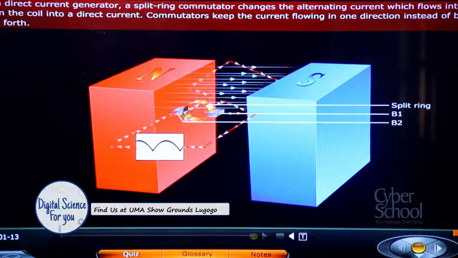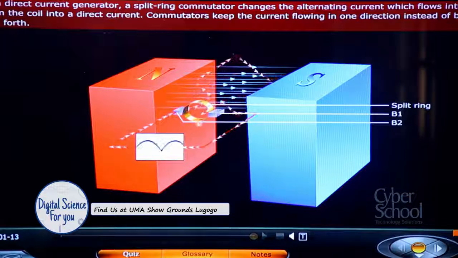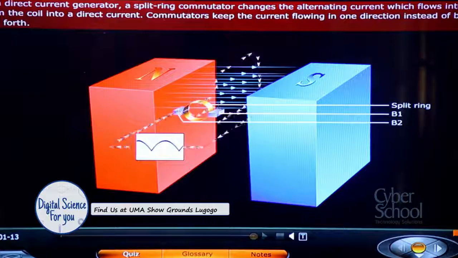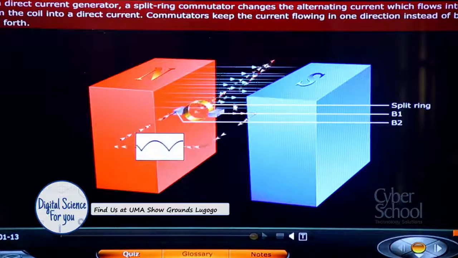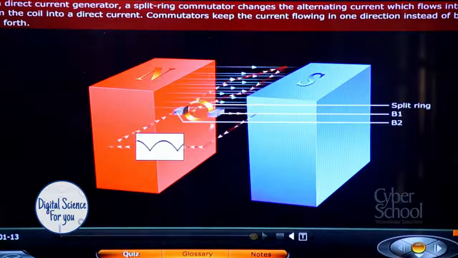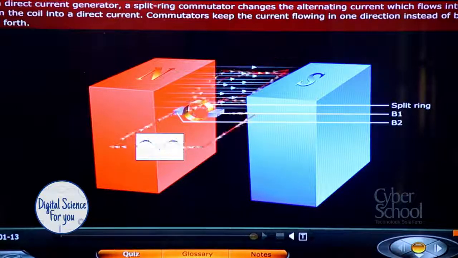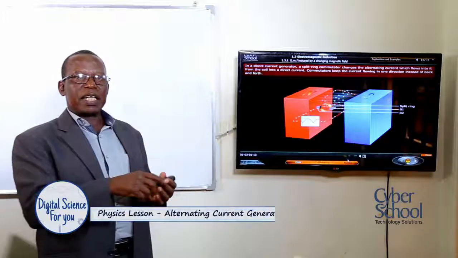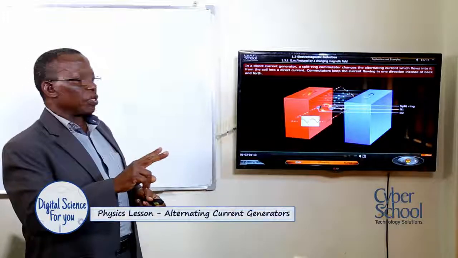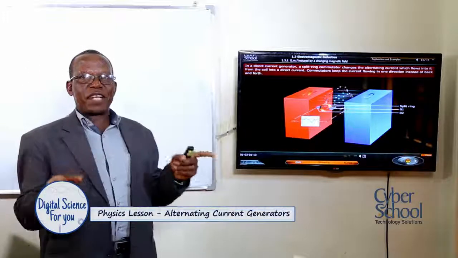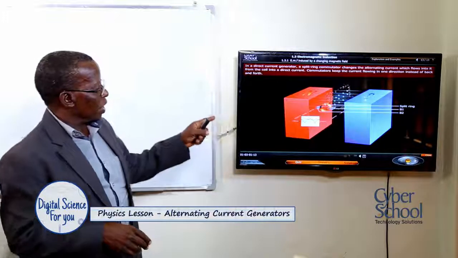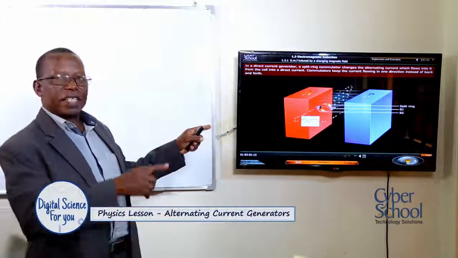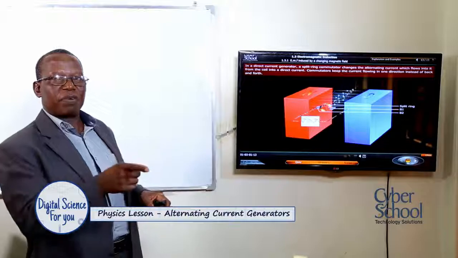Those ones we call commutators, and they are touching against the brushes. But as the coil rotates, as you are seeing, the type of current that is produced is not the same as in the previous one. The other one had two cycles and both of them were in different directions, while in this one here, the current is in the same direction.